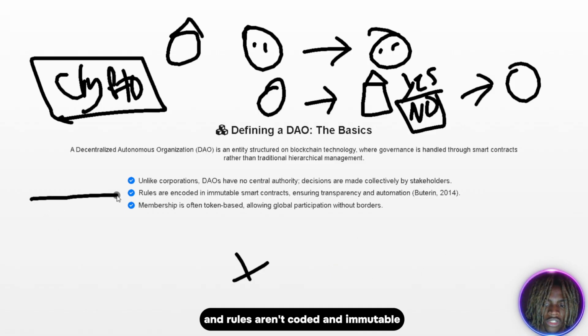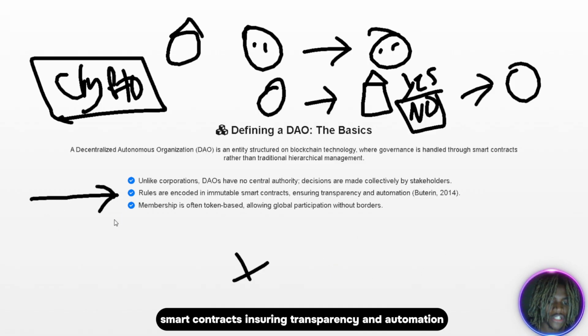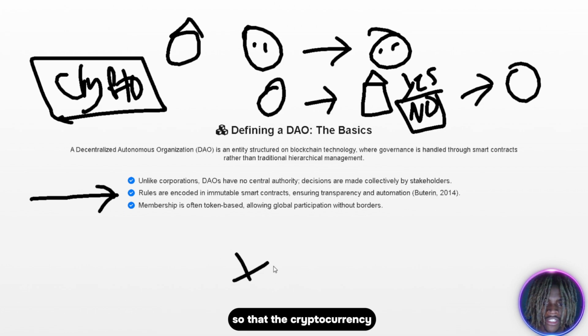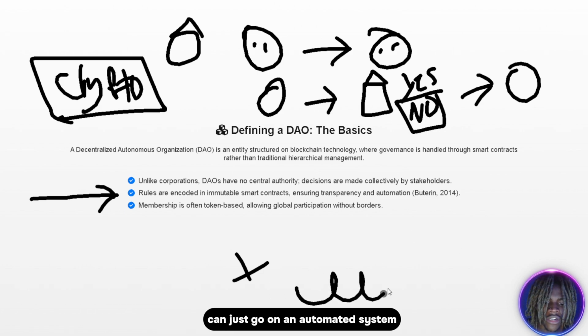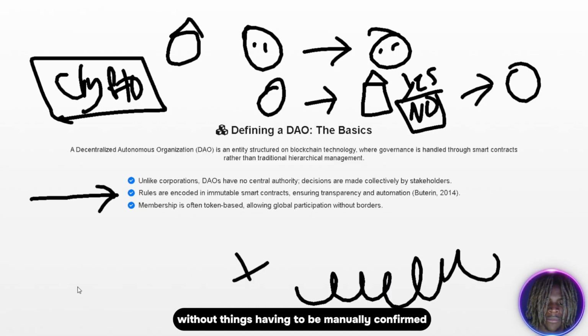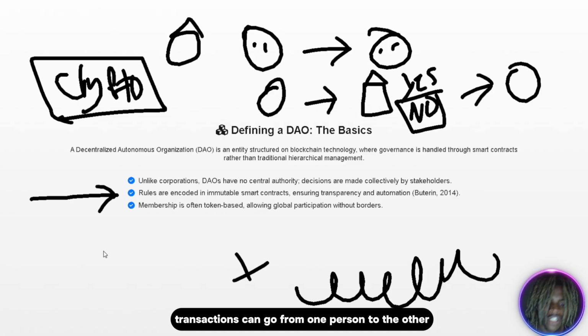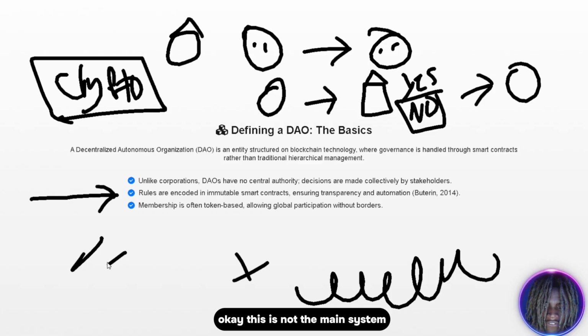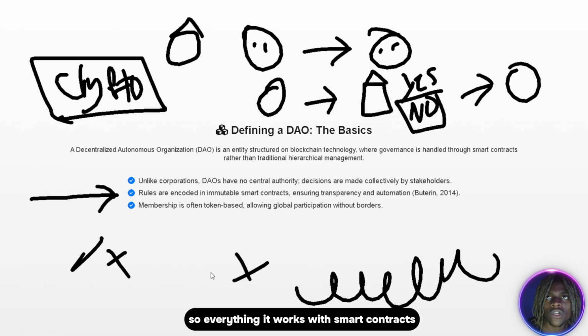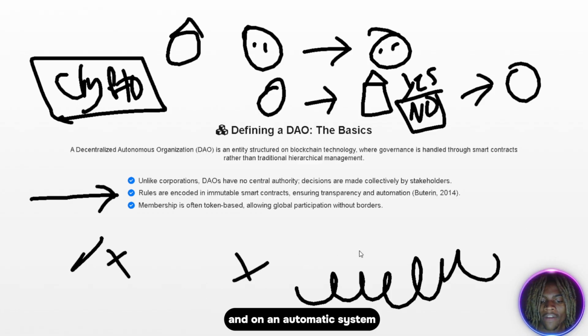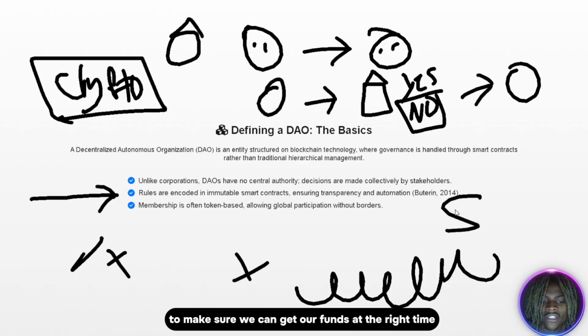And rules are encoded in immutable smart contracts, ensuring transparency and automation so that the cryptocurrency and the whole decentralized space can just go on an automated system without things having to be manually confirmed, or make sure transactions can go from one person to the other without having a middleman to determine whether or not something is valid. This is not the bank system, so everything works with smart contracts and on an automatic system to make sure we can get our funds at the right time.